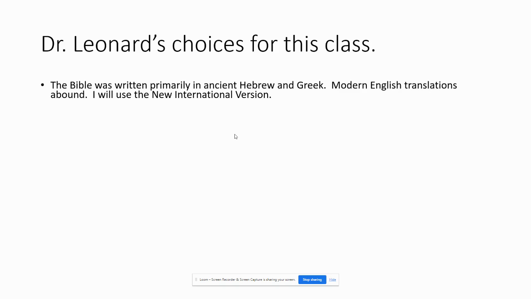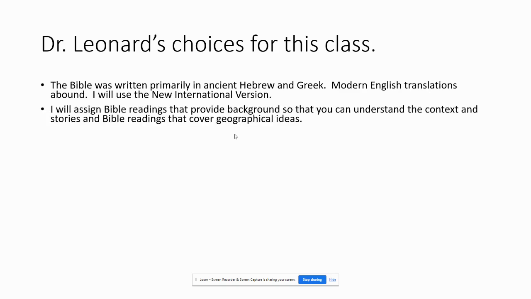And I'm going to pick the New International Version. It is a modern translation. It will use terminology that refers to geographical ideas pretty uniformly, and so it's a decent modern English translation. I will be assigning you Bible readings, and those Bible readings serve a couple of purposes.